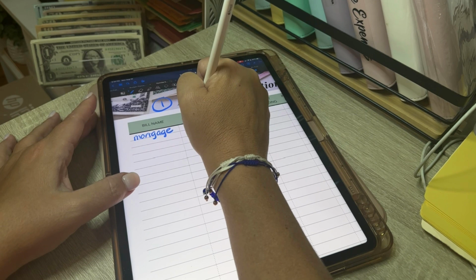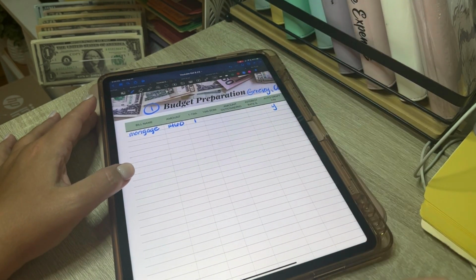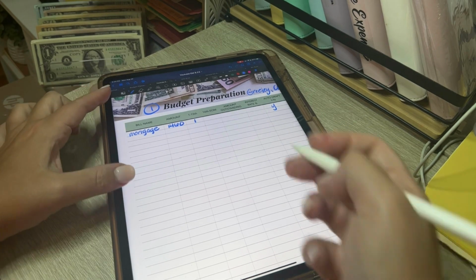Mortgage on the 1st, and yes, that's auto draft, all the way down. So let's go ahead and do that.